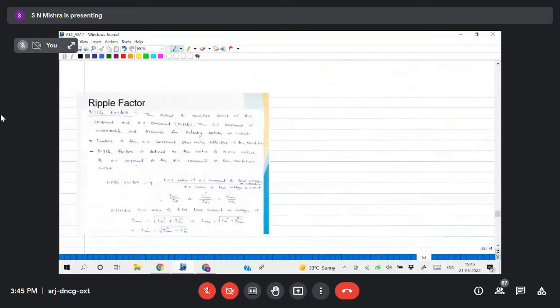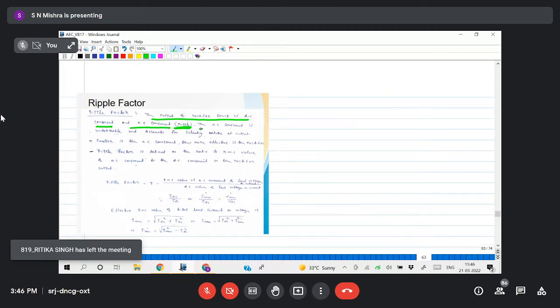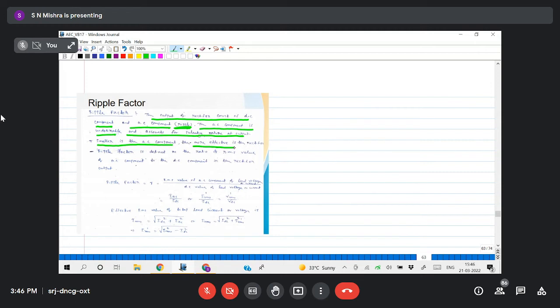Looking at the definition, the output of a rectifier consists of a DC component and an AC component. That is ripple. Due to the AC component, we are getting the ripple. The AC component is undesirable and accounts for the pulsating nature. So the smaller the AC component, the more effective or efficient the rectifier. Ripple factor is defined as the ratio of the RMS value of the AC component to the DC component of the rectifier output, because the AC component is defined in terms of RMS value.